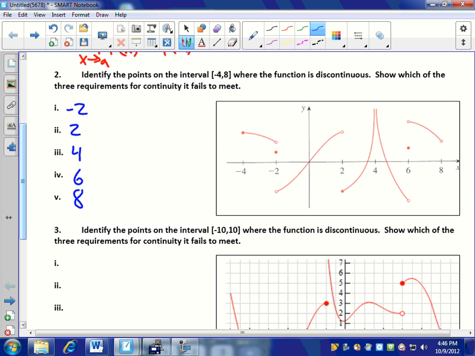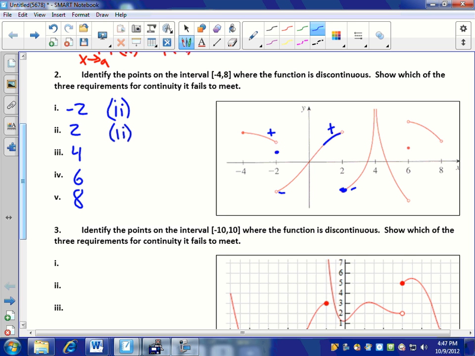Now, for -2, if I plug in -2, I get a value. But the limit from this side is positive. The limit from this side is negative. They're different. So it fails because of number 2. The limit does not exist. Same thing for number 2. If I plug in something, I get a value down there. But the limit is positive up here, negative down there. Same thing. The limit does not exist.